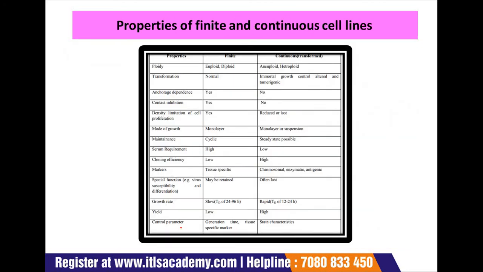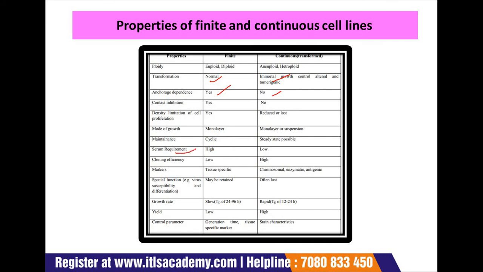Properties of finite and continuous cell lines: you can see in this picture, transformation is normal in finite cells, but in continuous cells the growth and control are altered, and they are tumorigenic. Anchorage dependence is present in finite cells, but continuous cells are anchorage independent. You can see in this picture the different properties of both cell types.